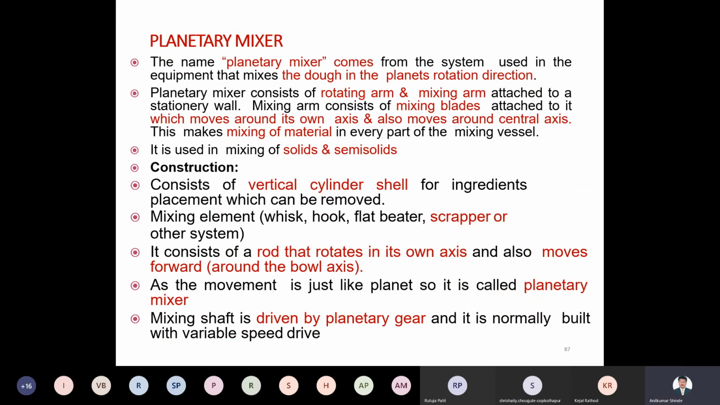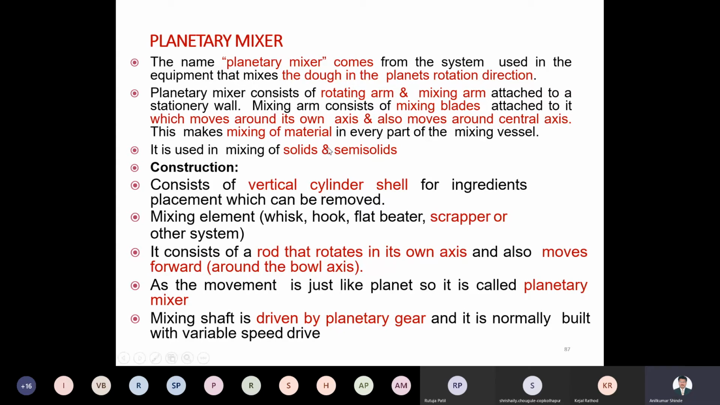This name, planetary mixer, is given because the equipment works in the same direction as the rotation of the planets. A planetary mixer consists of rotating arms and mixing arms. The rotating arms drive the mixing arms, and different blades can be attached inside.